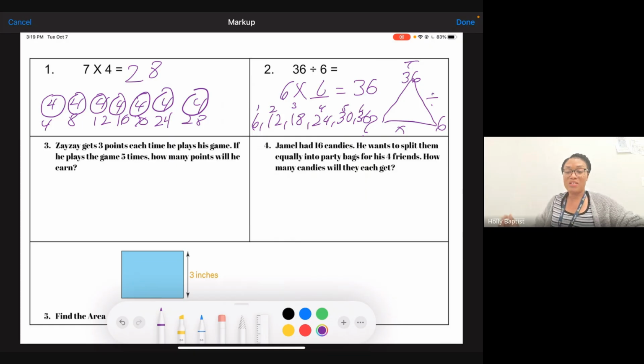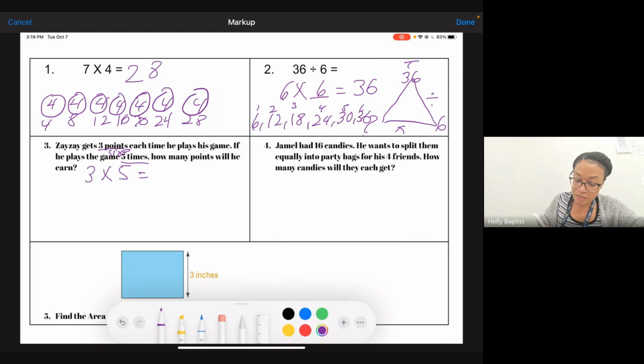So now let's go on to number 3, which is a word problem. Zay gets 3 points each time he plays his game. If he plays his game 5 times, how many points will he earn? So 3 points is the size of the groups. The number of groups here is 5 because each time he gets those 3 points. So I'm going to make my equation. I know if I have the size and the number of groups, then I'm going to multiply. So I'm going to multiply 3 times 5 to get my answer.